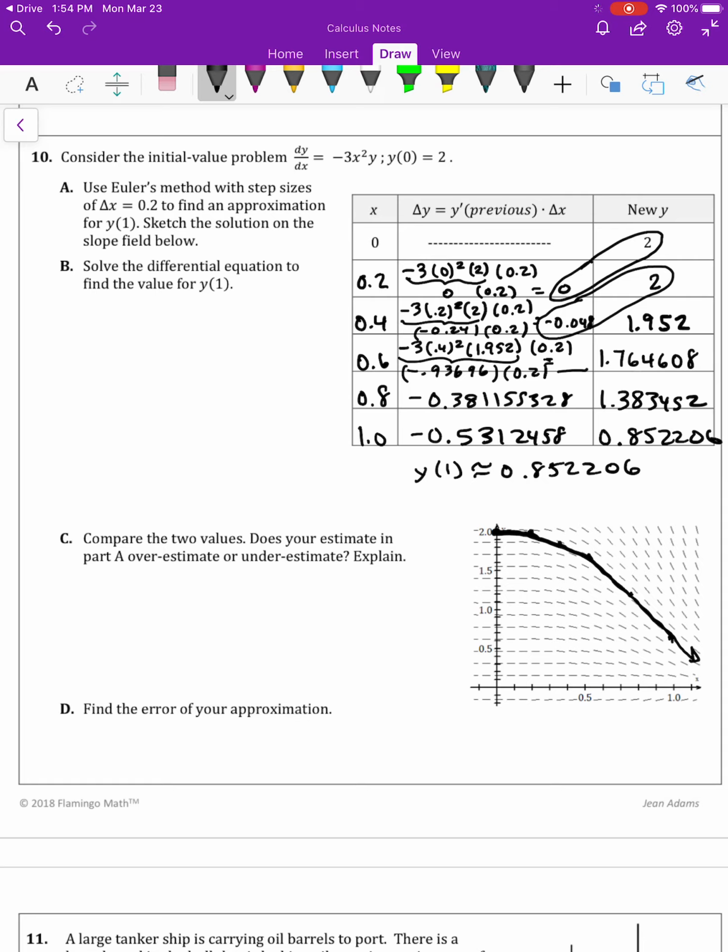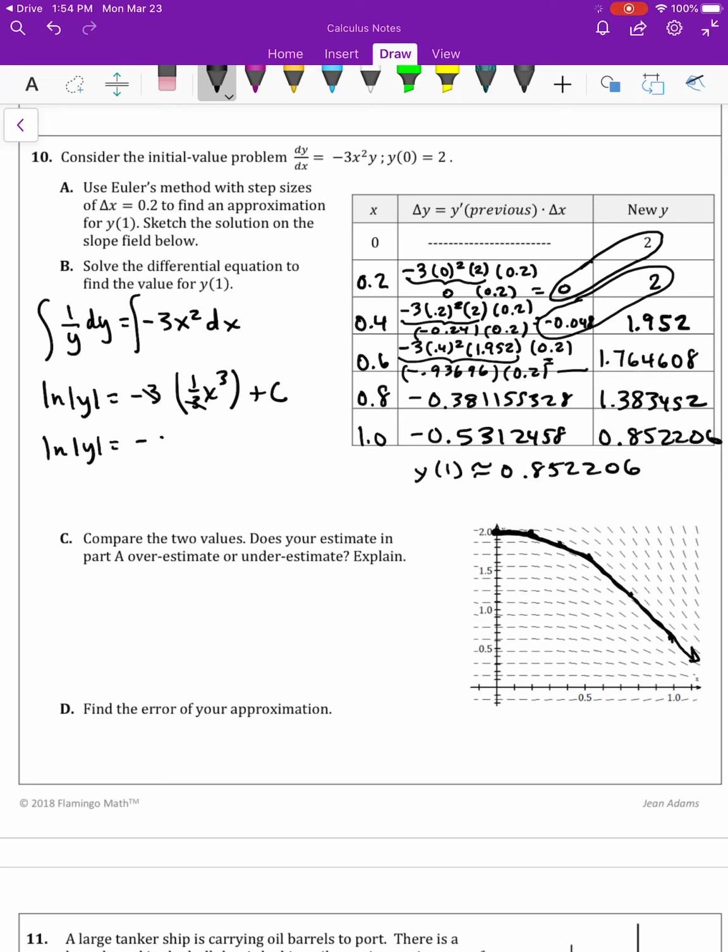And so now they want us to solve that differential equation. And so I would divide by y and leave my dy there. I would multiply by dx and leave my negative 3x squared there, and then integrate both sides. So ln, absolute value of y, is equal to, and what I did is I pulled that negative 3 out, and then I integrated x squared plus c, and then my 3's canceled.